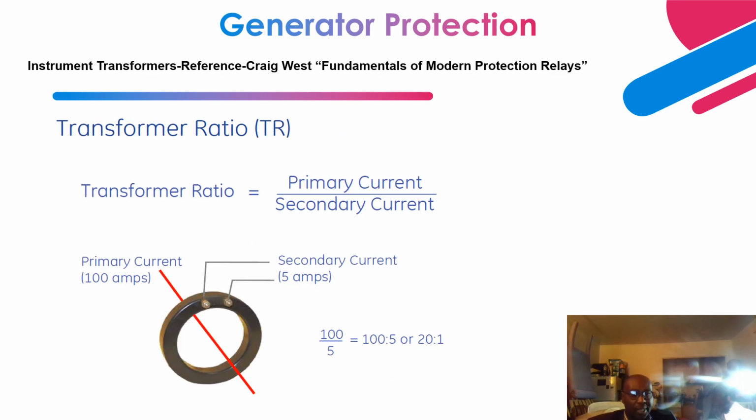Next is determining the turns ratio of these instrument transformers, be it a current transformer or a voltage transformer. For a current transformer, the turns ratio is the primary current over the secondary current. If you have a primary current of 100 amps and a secondary current of 5 amps, that tells you a CT ratio of 100:5 or 20:1.